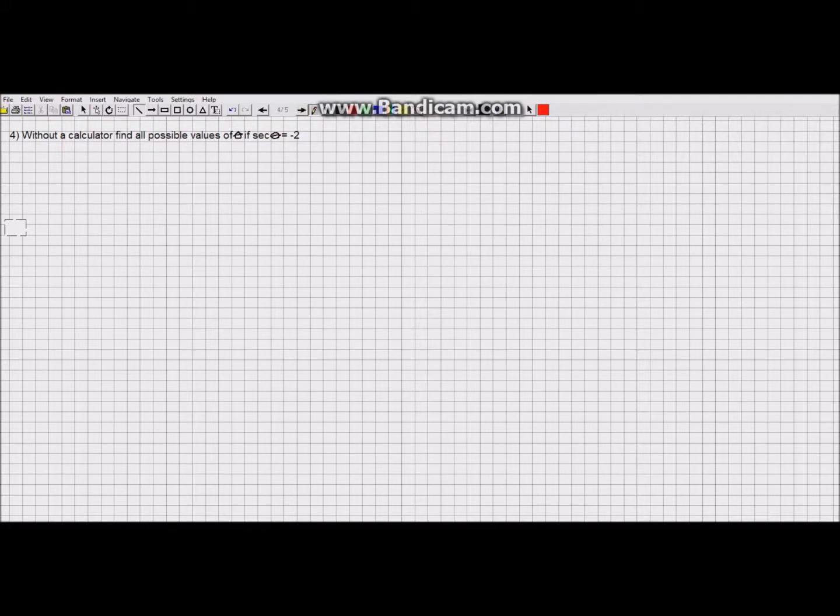In question 4, I want to find all possible values of theta if the secant of theta equals negative 2. Again, I start with my xy axis, and I remember in the first quadrant, all trig functions are positive. In the second quadrant, sine and tangent are positive. Third quadrant, tangent is positive. Fourth quadrant, cosine is positive. Since our secant is negative, it has to appear in the second or third quadrant.